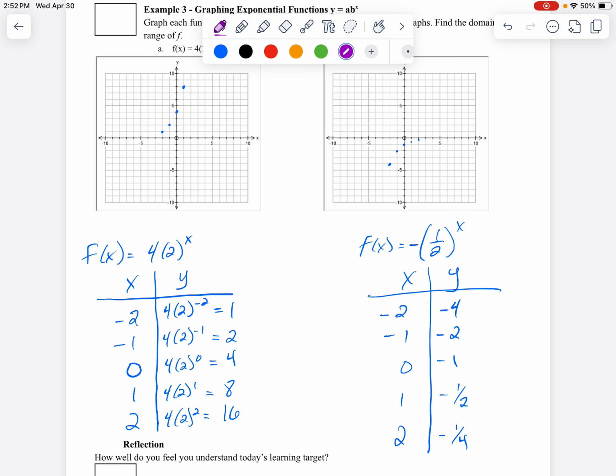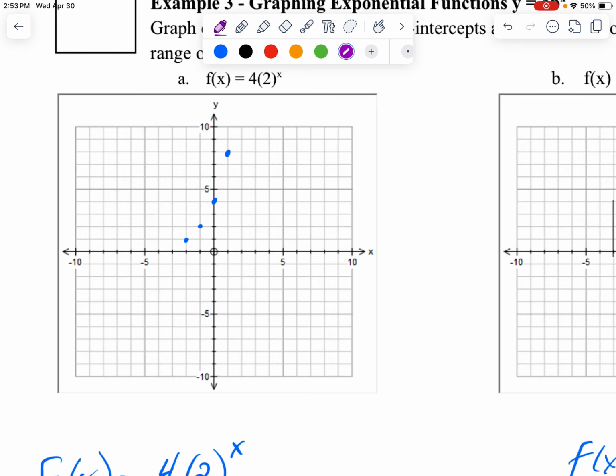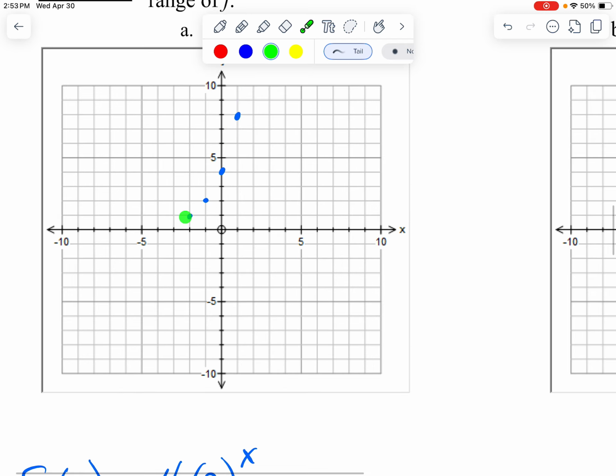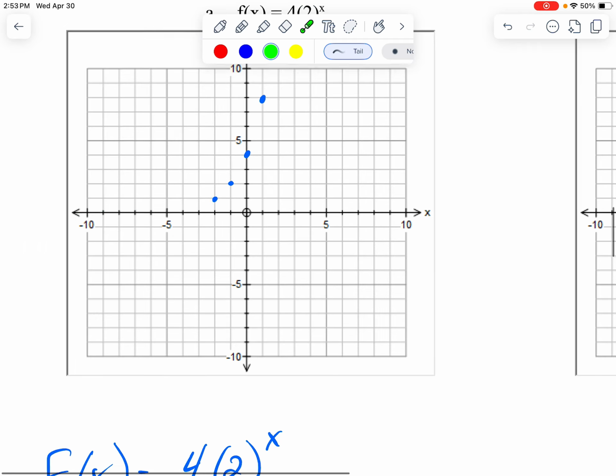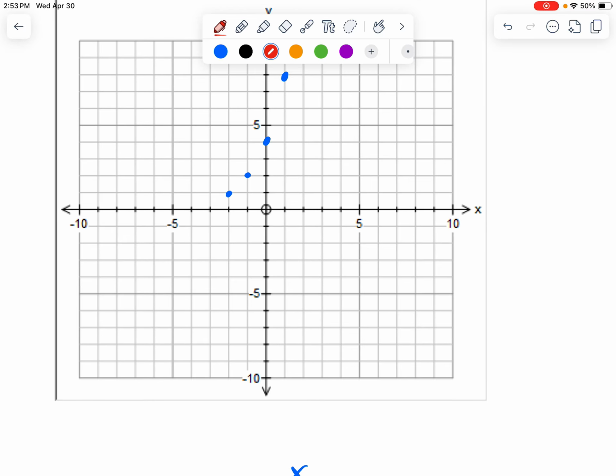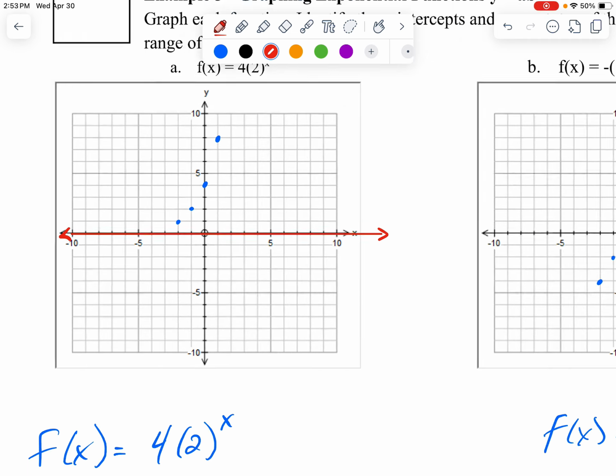So if we're sketching this graph, it's getting big really fast here. What we don't see is that as x would continue to get more negative, this is just going to get smaller and smaller and smaller. It will never reach 0. It will get very, very close to 0, but it will never actually get there. So that's where we would have an asymptote. The x-axis in this case would be an asymptote.